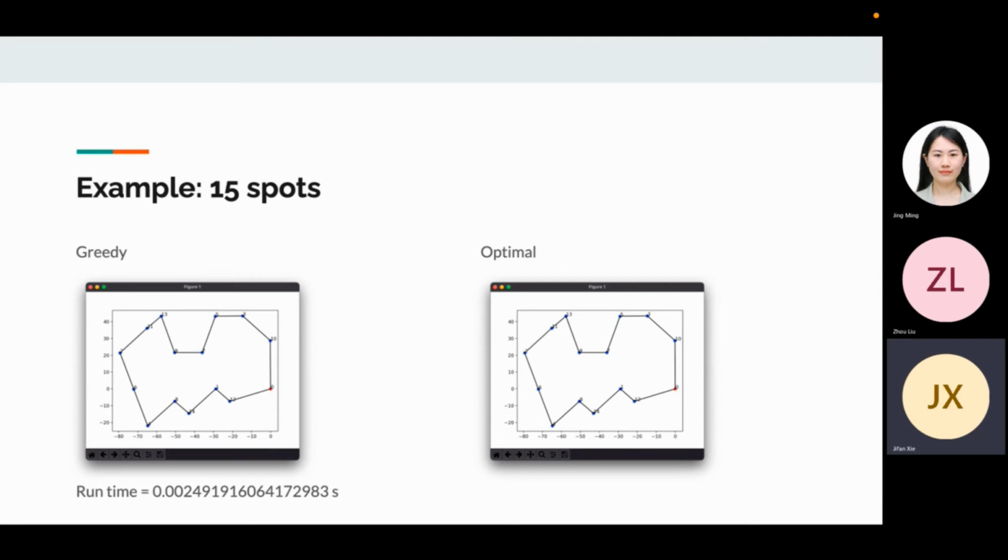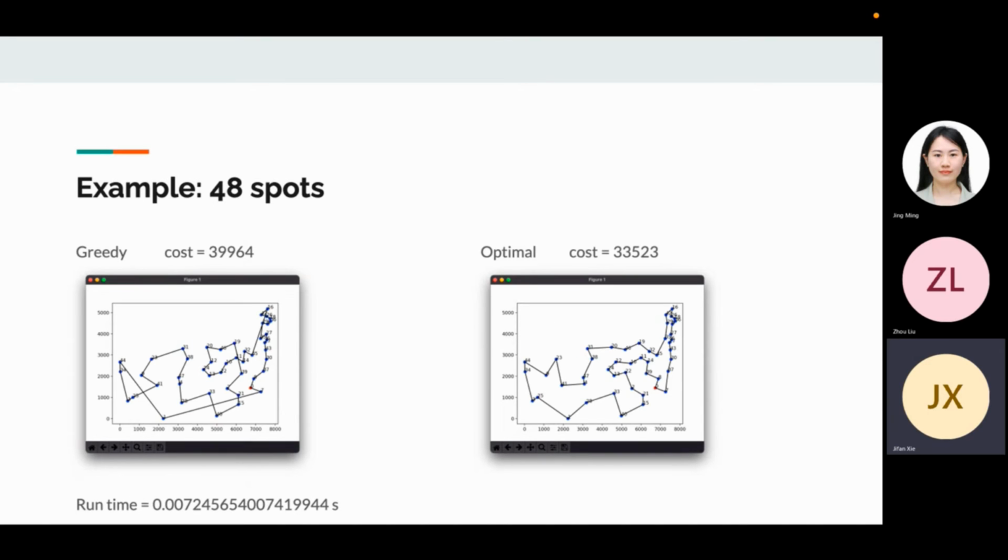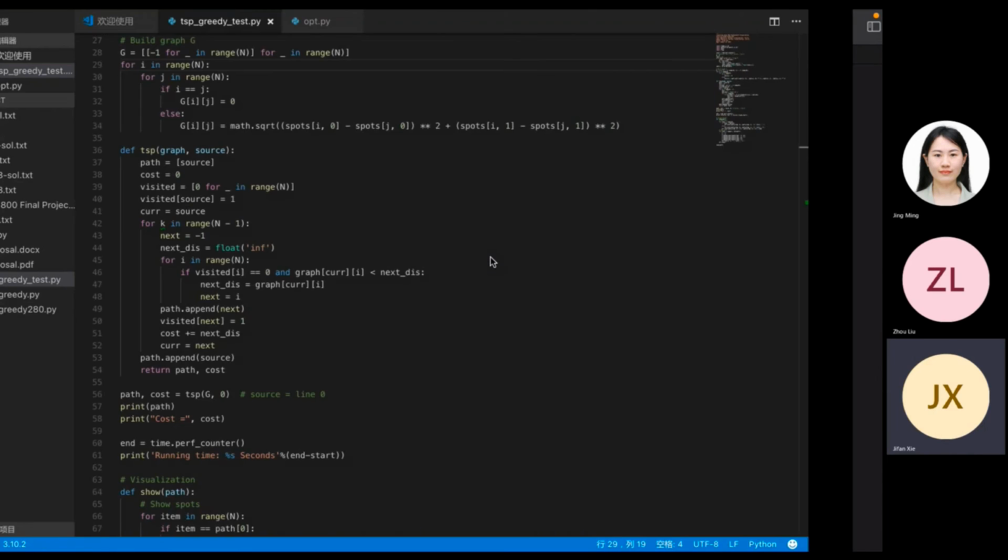And here I will give 2 examples for this algorithm. This is an example of 15 spots. It can give the optimal solution since it is not very large. And for this example with 48 spots, it only gives an approximate solution. I can show you how to run this.